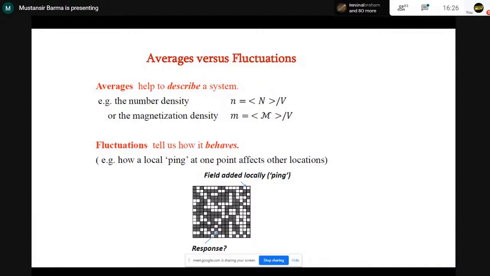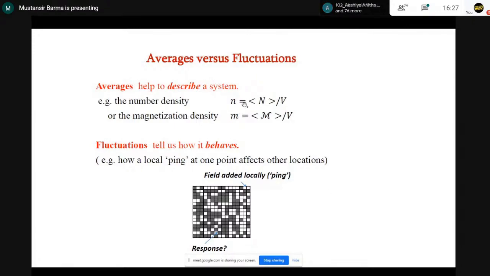But if I want to find the average density, I'll need to find the total number of particles divided by the total volume. And that, of course, has a lot of information in it. It helps to describe the system. So all of thermodynamics, the equation of state, the way we formulate thermodynamics, does rely on quantities like density for fluids or solids, or the magnetization for a magnetic system, which I've defined here.